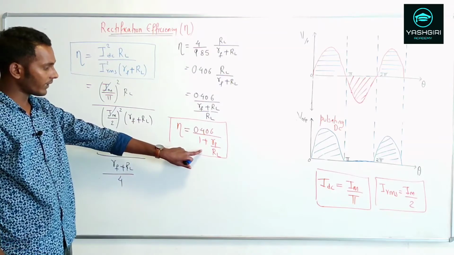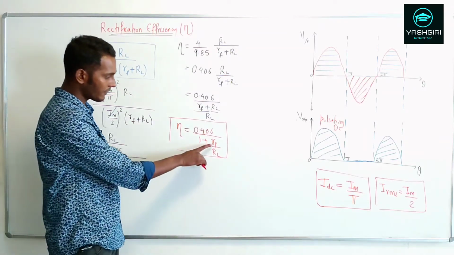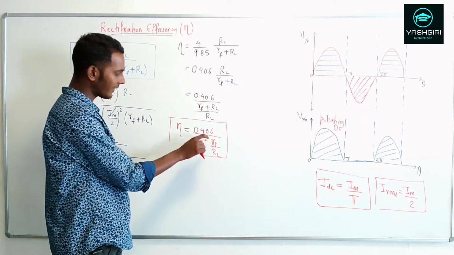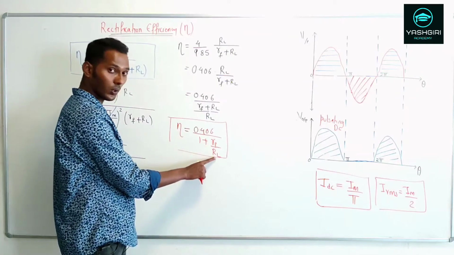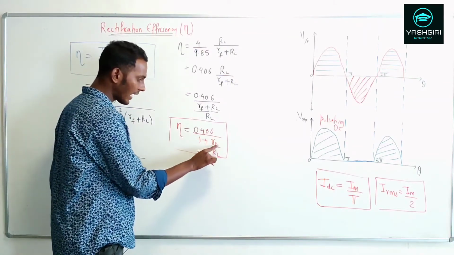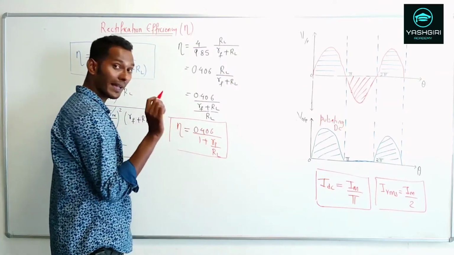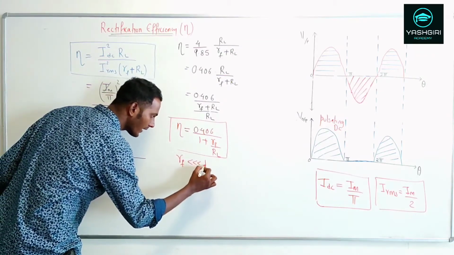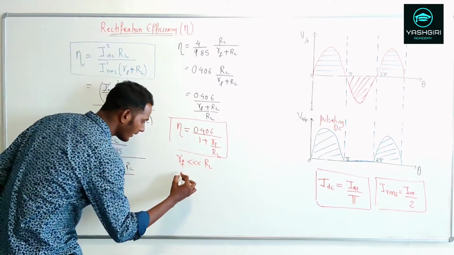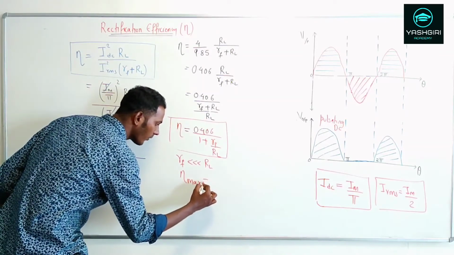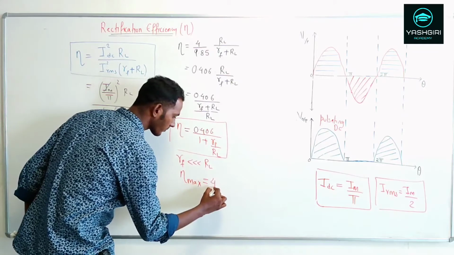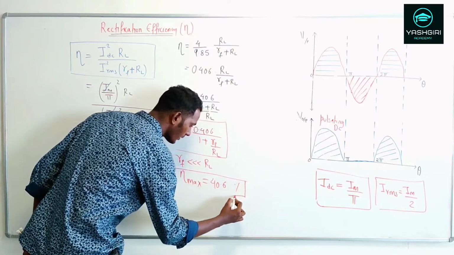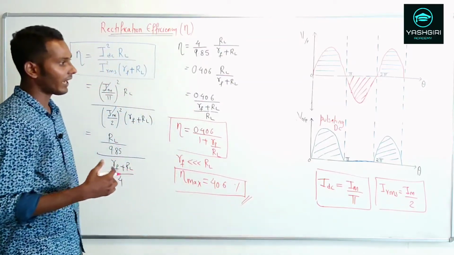Now if you look at this equation, what I can say is that if this RF, the internal resistance of a diode, is made very small, very negligible compared with the load resistance RL, then you will get maximum efficiency. If RF is much lower than RL, I can get eta max, which is equal to 40.6%. If you multiply it by 100, you will get 40.6%. So this is the maximum efficiency of a half-wave rectifier.